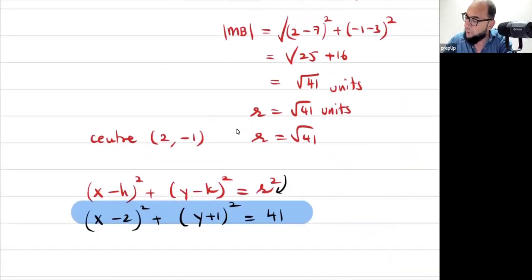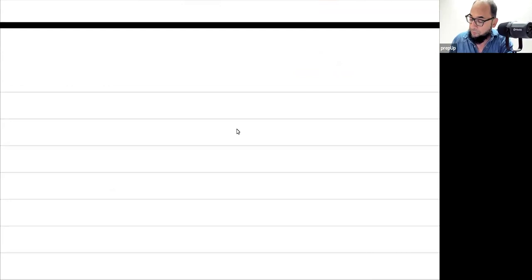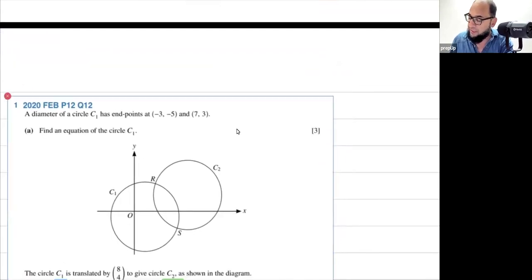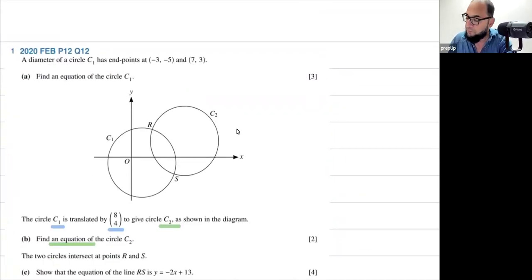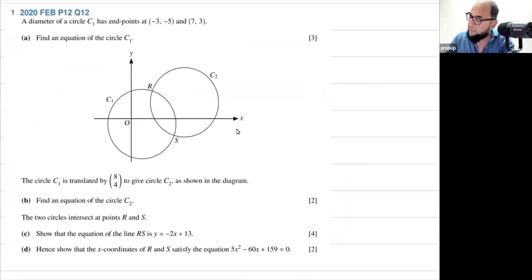Let me add a page to it. I think we might be needing 2 sessions for this particular topic. So now the first thing is done. So let me just pinpoint over here. Part A, the center M is 2 and negative 1, radius is root 41.